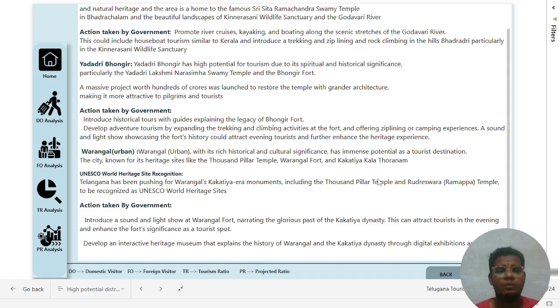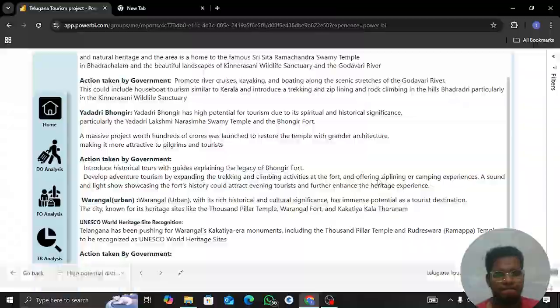Develop an interactive heritage museum that explains the history of Warangal and the Kakatiya dynasty through digital exhibitions and artifacts. Yes, of course, previously we said we had to introduce animation shows in the evening with sound and light shows. It actually enhances the tourists' experience while they are visiting the particular place. Of course, and then we'll see the next thing.